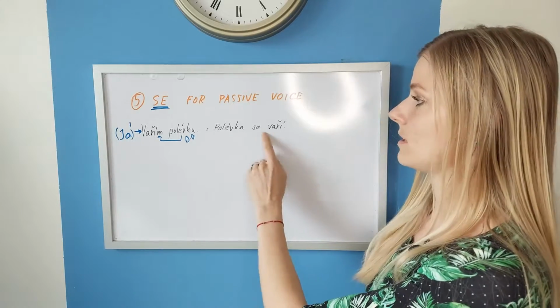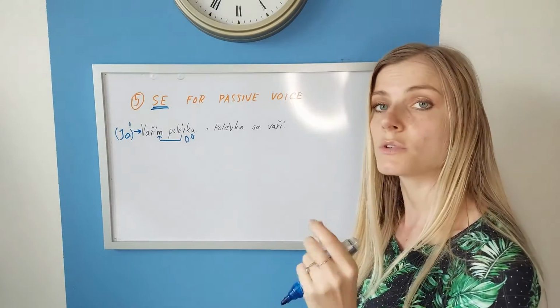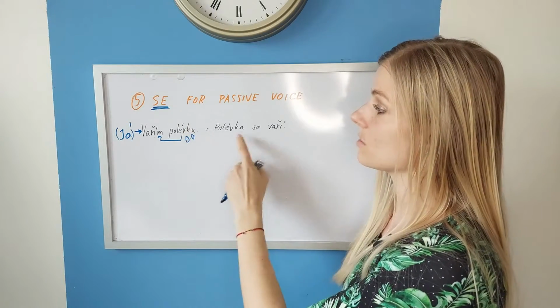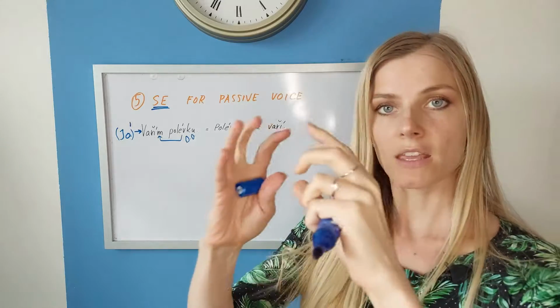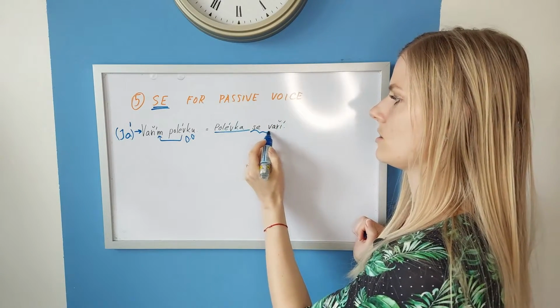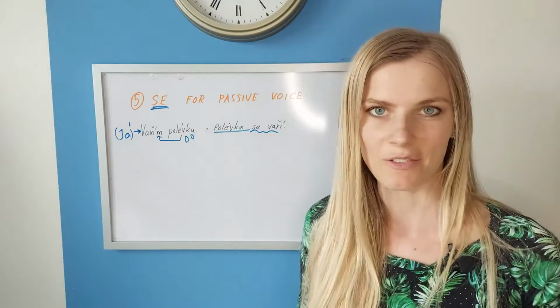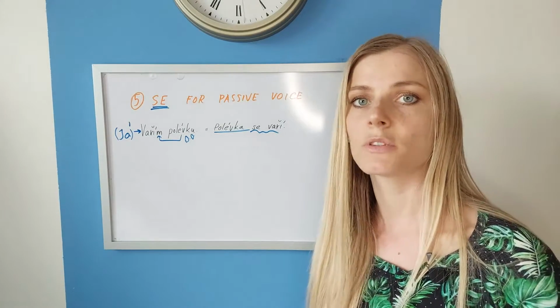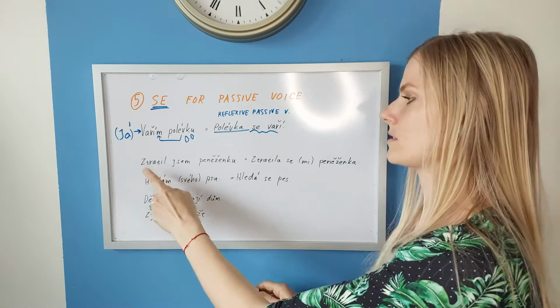This is the present tense. The soup is being cooked, and you can see how we switch the object for subject. Polévku is now the main actor of the sentence. Polévka se vaří. The soup is being cooked. The soup cooks itself. Let's see another example with a different tense. The following example is in past tense.